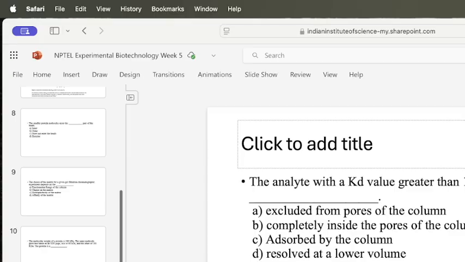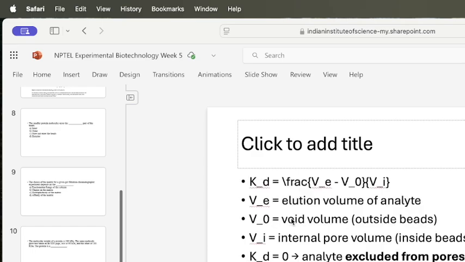KD tells us about the retention value. So it is the elution volume minus the void volume by the internal volume. And if KD is equal to 0, it means that elution volume is equal to void volume, which means your protein does not even enter the pore, it elutes in void volume. If KD is equal to 1, it means that your elution volume and the internal pore volume is equal.